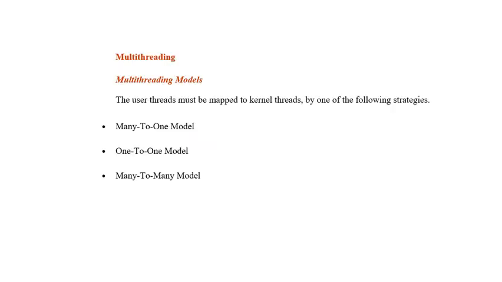Next we are going with the multi-threading models. There are three types of multi-threading models. The first one is the many-to-one model, the second is one-to-one, and the third is the many-to-many model. We'll see them in detail.